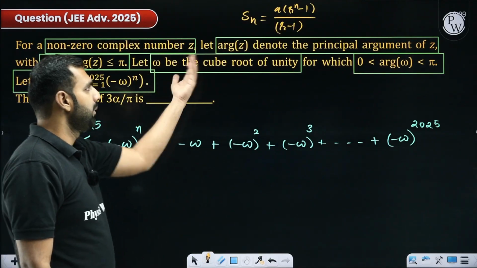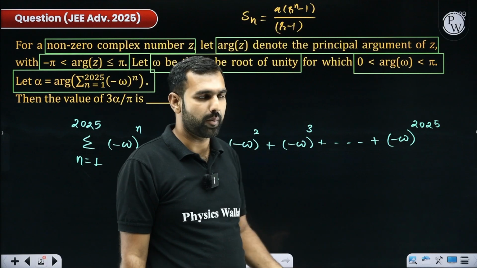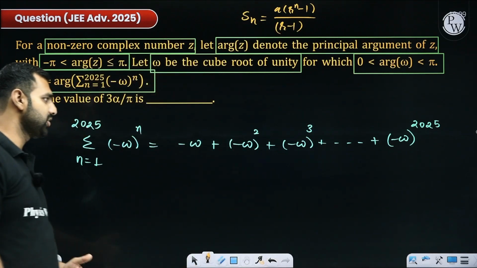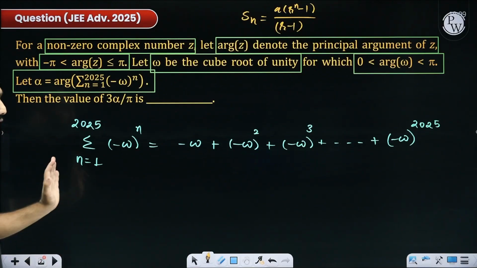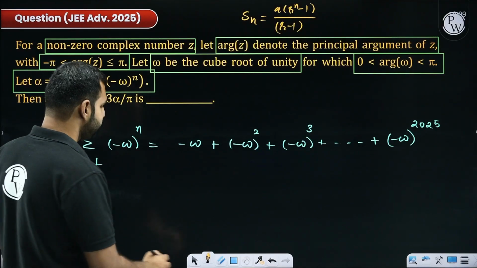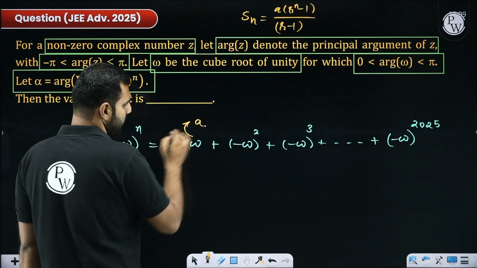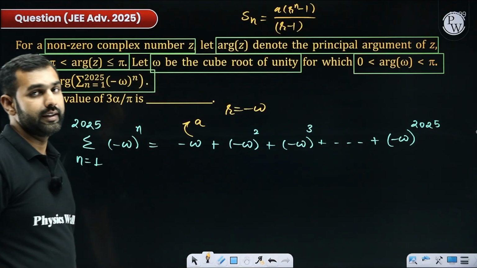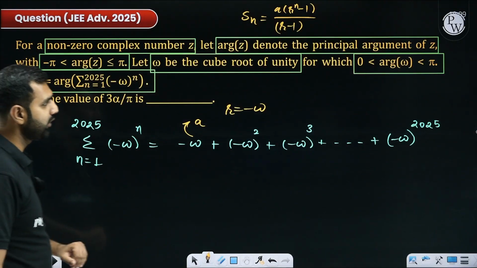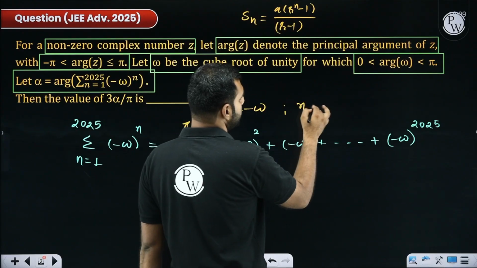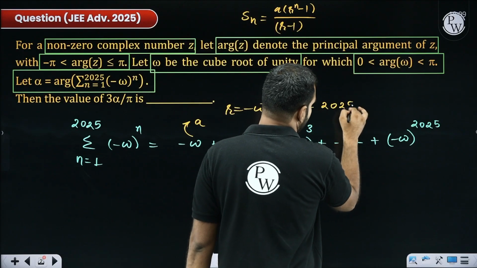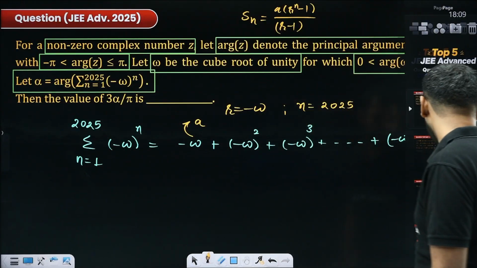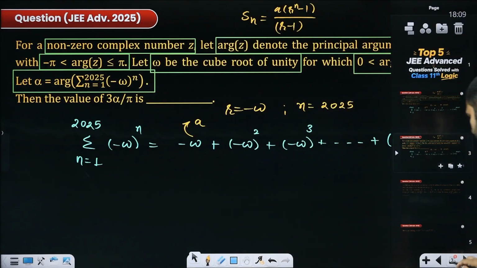It depends, because if you take the minus sign common from the numerator and denominator, the formula remains the same, or it simply changes to what you might have seen. So what is A here? The first term is minus omega. What is the common ratio here? Luckily, that also is minus omega. And the number of terms, 1 to 2025, will be 2025. So we have the formula. I'll simply apply this and get my answer with the next few steps.